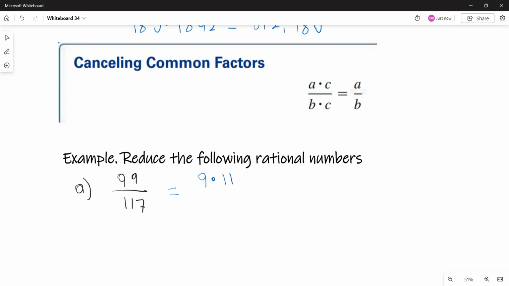We can factor this as 9 times 11, and 117. The sum of the digits is 1 plus 1 plus 7, which is 9. We can factor that as 13 times 9, or 9 times 13. So we can cancel the 9s, and 99 over 117 can be reduced to 11 over 13. B.